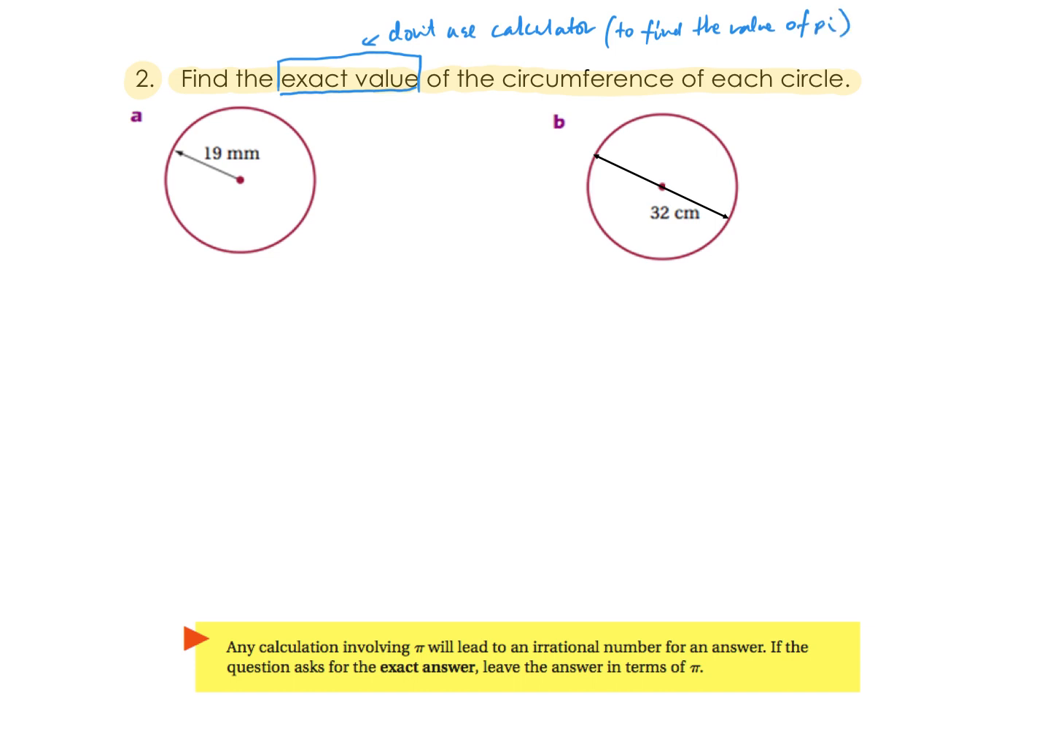Because you can't. There is no exact number you can write down. So we're going to use the character pi.